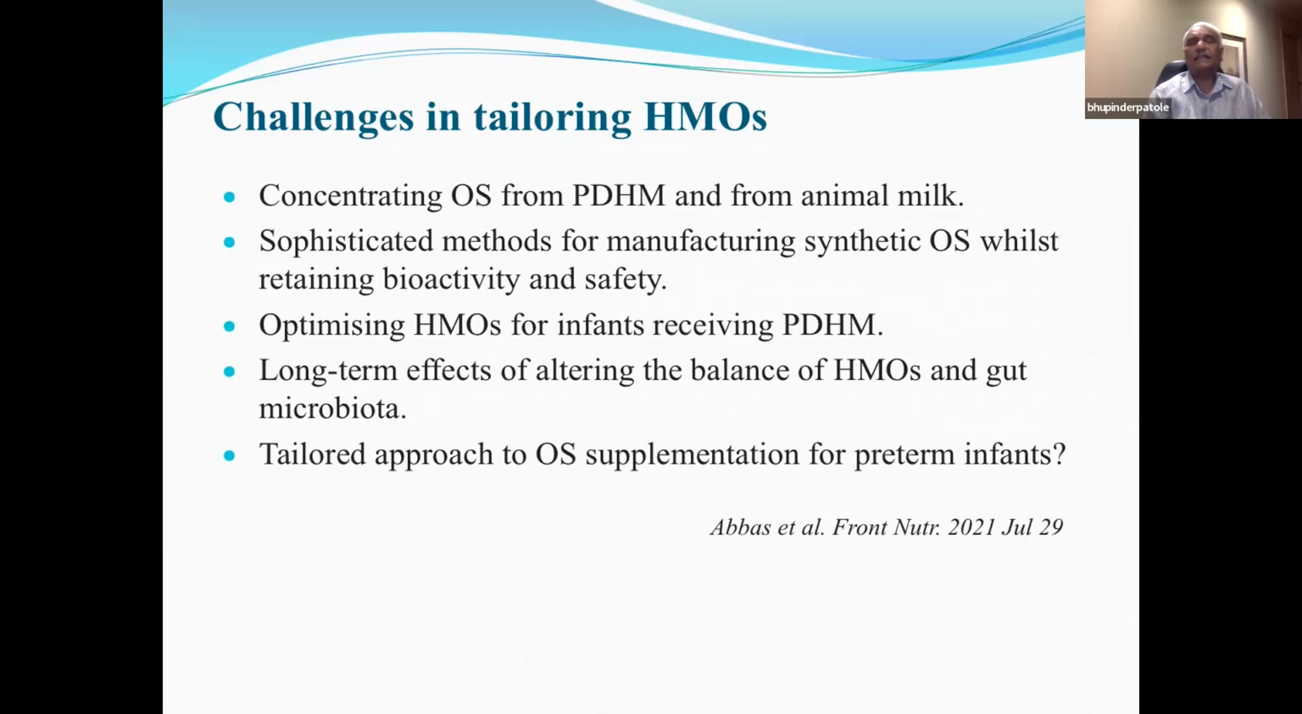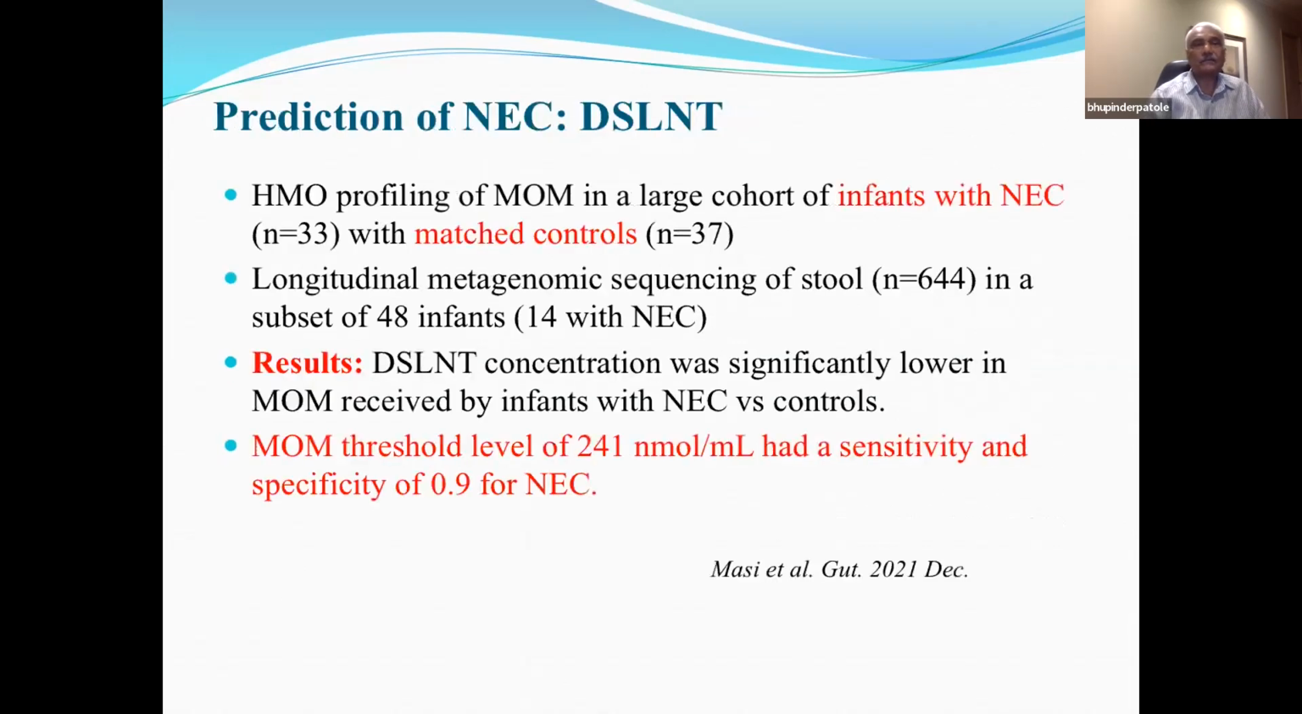This will be more relevant, as I said, because now we have commercially available 2FL, which is the most common human milk oligosaccharide in the breast milk. And apart from that, we have 3FL, 3SL, and 6SL, if you specifically want to target brain development and maturation by the sialic acid-related HMOs.